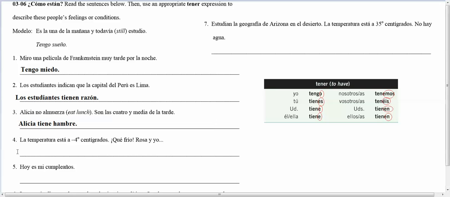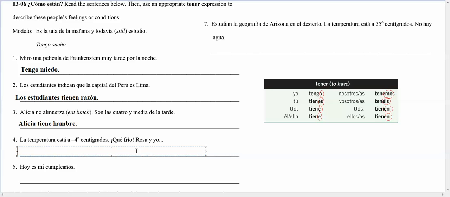La temperatura es 4 centígrados. ¡Qué frío! Rosa y yo, if it's only 4 degrees, it's going to be cold. So, Rosa y yo tener frío. And Rosa y yo is the same thing as we, which is tenemos. So, I'm going to say Rosa y yo tenemos frío.